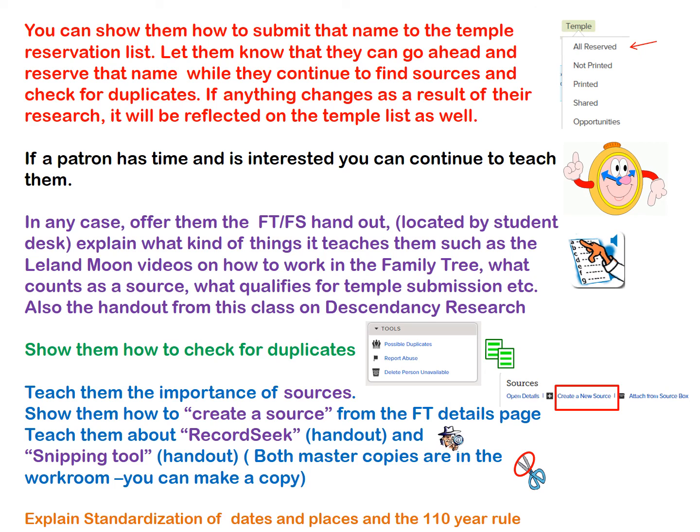Show them how to check for duplicates, teach them the importance of sources, show them how to create a source from the Family Tree Details page, teach them about Record Seek, which is a handout, and Snipping Tool, which is a handout. Both master copies are in the workroom, and you can make copies. Explain standardization of dates and places and the 110-year rule.